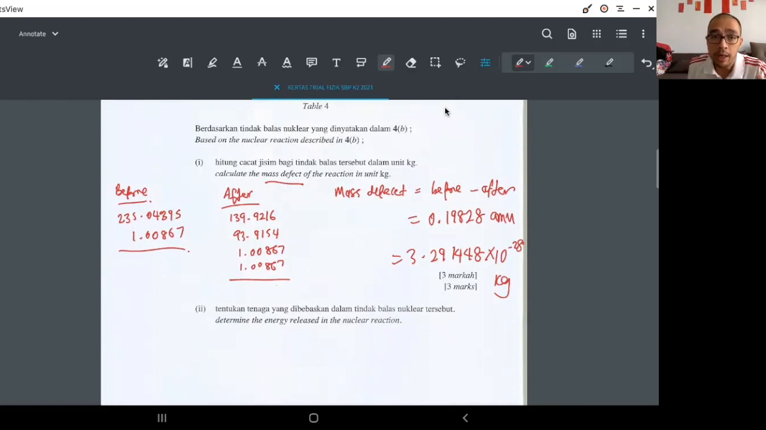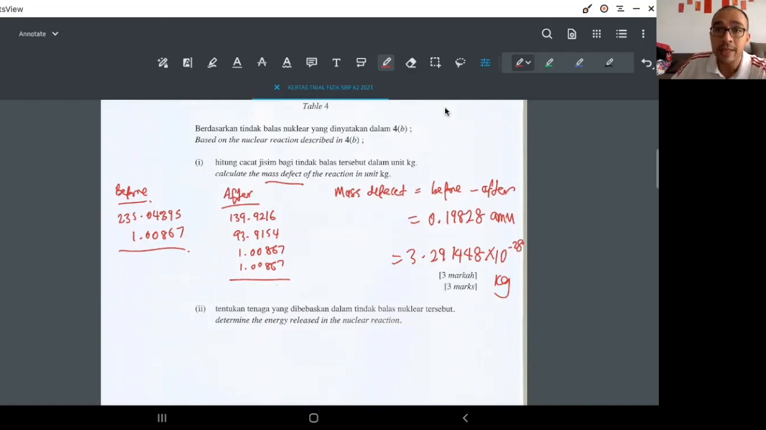Now, if you notice that when I calculate this question, I don't leave out any decimal place. Okay, asal tidak bundarkan awal, saya ambil semua tempat perpuluhan, and this is a very important practice. Because when we talk about the mass defect, the value is so tiny. Look at this, 3.291448 times 10 to the power negative 28. Imagine how many zeros are in front there. 0.000000. The mass defect is very small, but it is there.